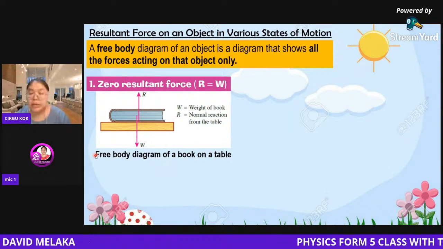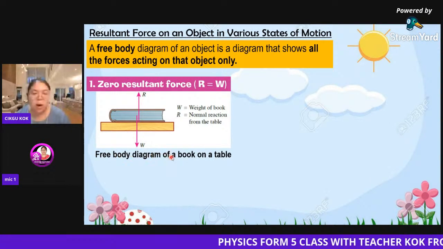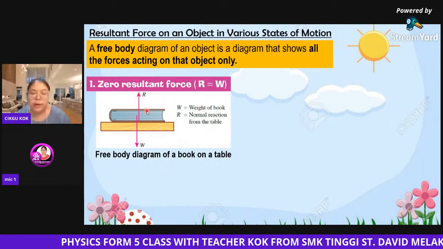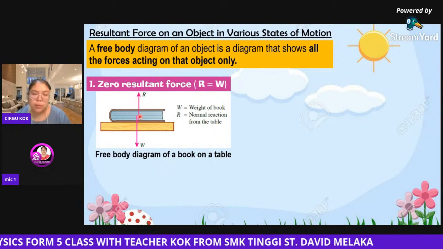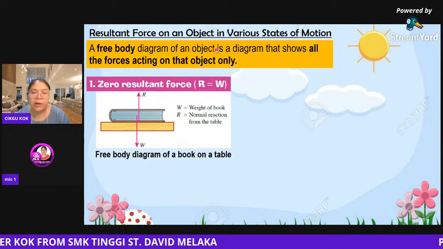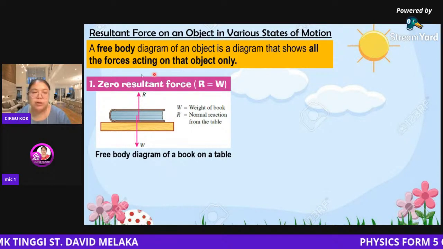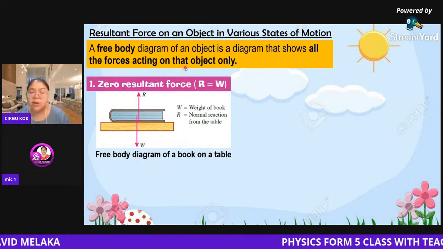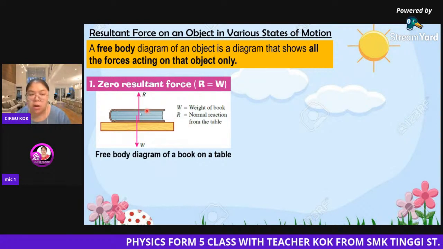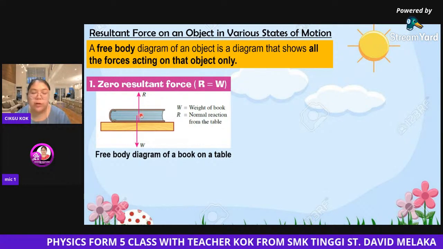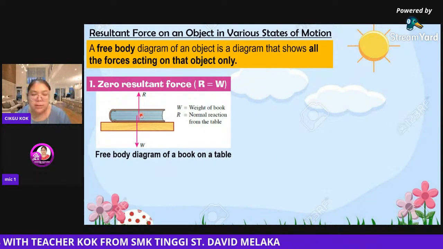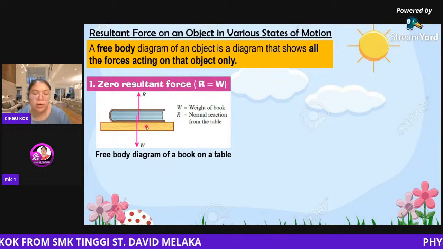Now you can see the free body diagram of a book on a table. You see where all the forces are. They are acting on the book, on the object. A free body diagram of an object is a diagram that shows all the forces acting on the object only. So you can see all the forces when you draw them, not on the table. That is for the object, the box. The main subject is not the table, it is the book.